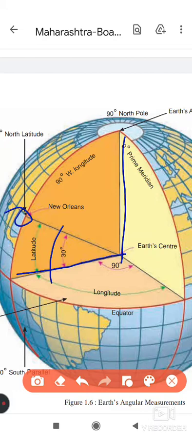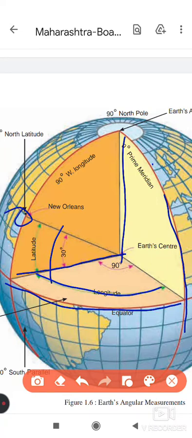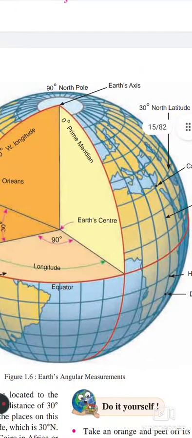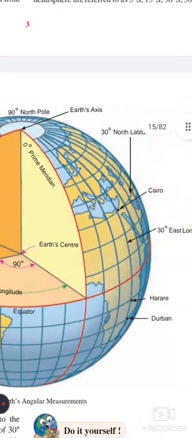Okay, New Orleans, while it goes to the prime meridian to the earth center. This is the Greenwich line, and this is the equator line. This is called the longitude plane. This is the latitude plane. This is the earth center. Everything is calculated with the help of the earth center. So here are the pictures, which show the degrees.